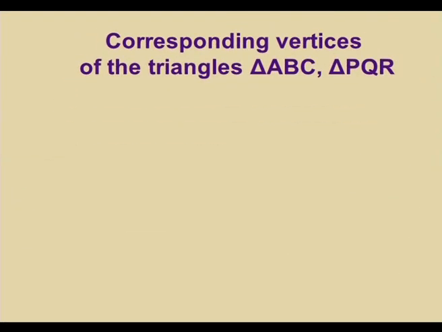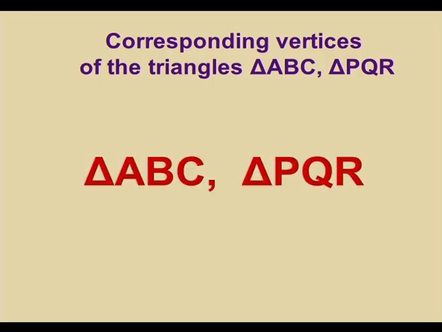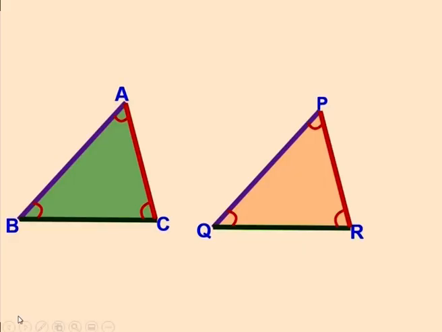Now, let us observe the corresponding vertices of these triangles, triangle ABC and triangle PQR. You just observe children, the corresponding vertex of A is P, the corresponding vertex of B is Q and the corresponding vertex to C is R. So, the order of the vertices matters here. We cannot change the order as such here. As it is mentioned that triangle ABC is congruent to triangle PQR, the order of the vertices is important when we compare the triangles.